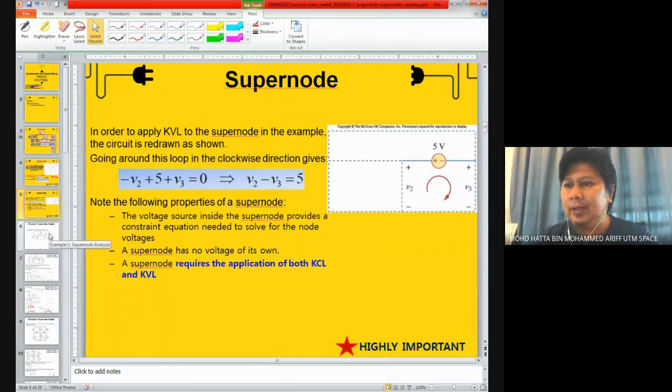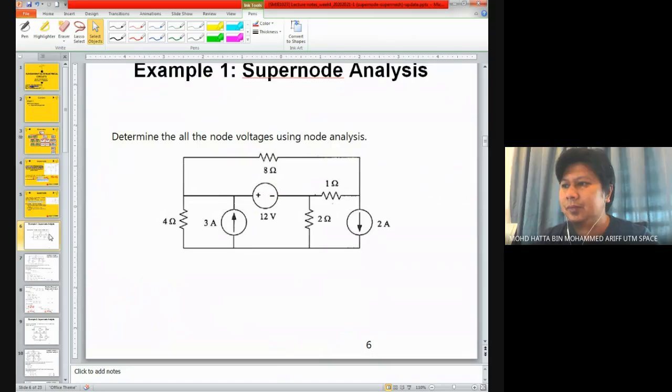Okay, if you look at the example over here, we try to apply supernode analysis.